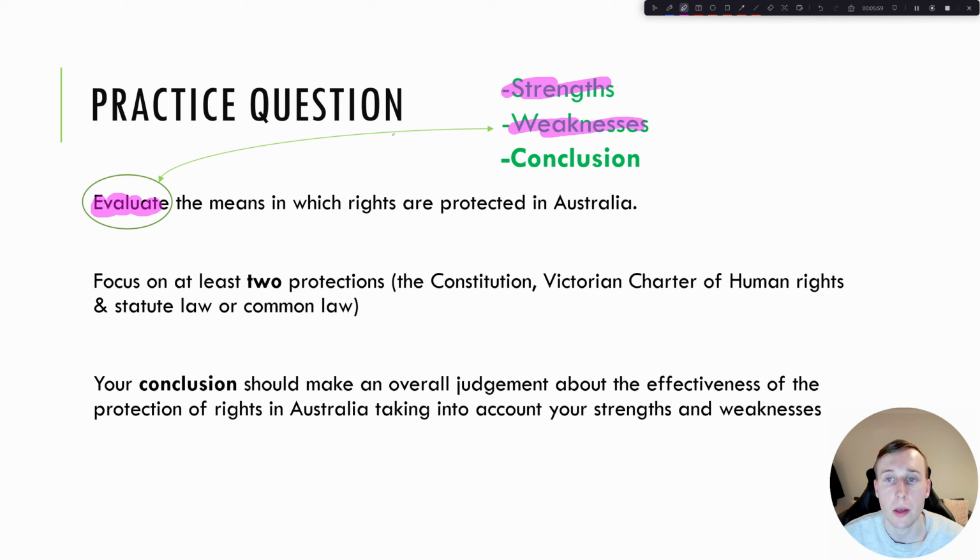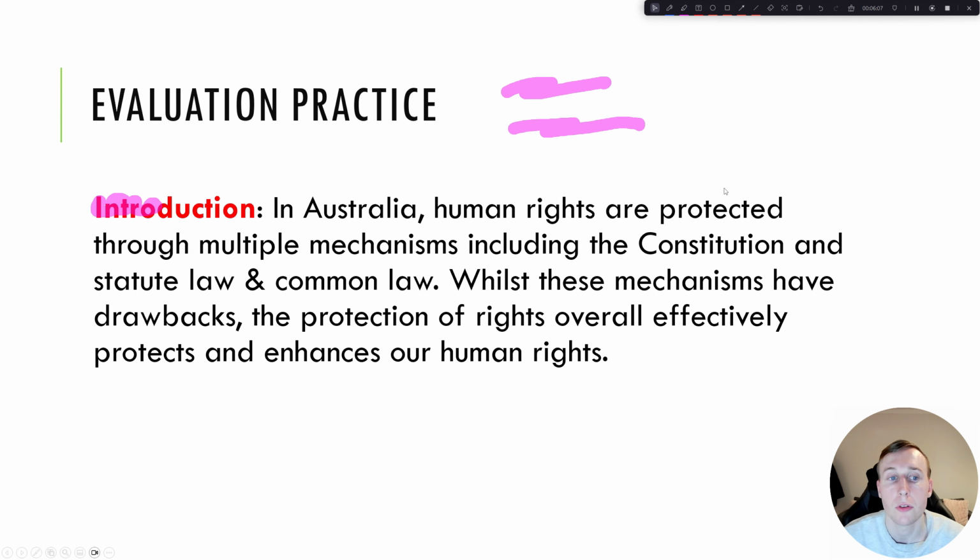But with evaluate, we're going to look at doing an introduction first, giving us an overview about what we're going to talk about, and I'm going to show you a sample intro that you might like to use in your answer. So I've started off by saying in Australia, human rights are protected through multiple mechanisms. And I've said that they're protected through the Constitution, statute law, and common law, because that's what I'm going to be talking about in my evaluation. So I'm introducing what I'm going to talk about in my introduction.